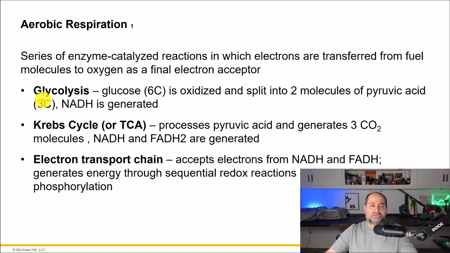So look, during glycolysis, glucose is oxidized. That means we take its H's away. We take its electrons away. And so we give those electrons to, remember, the electron carrier. So 2 NADH are generated. NADH is generated because those H's are transferred from glucose to NAD+, reducing it to NADH.